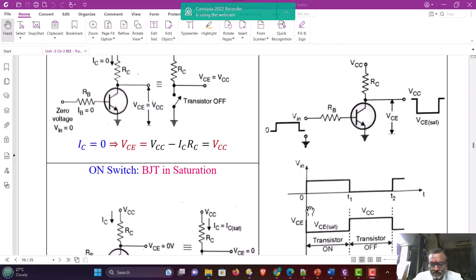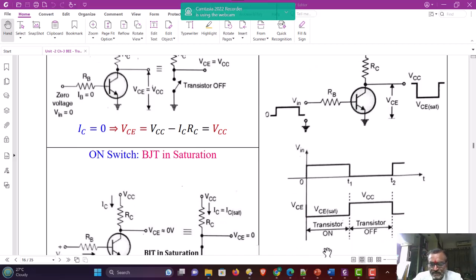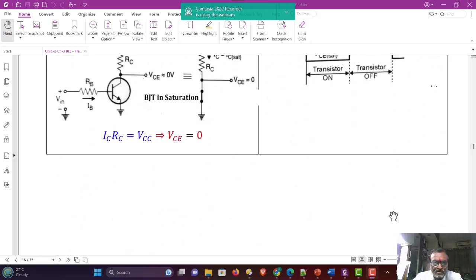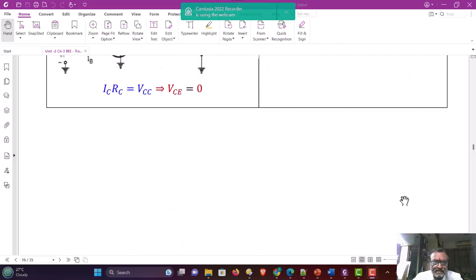And therefore, from 0 to T1, the transistor acts as an on switch since it is in saturation. And from T1 to T2, the transistor is in cutoff region. So the cutoff region means the collector current is cut off, means 0. And therefore, it is acting as an off switch. This is all about transistor as a switch.